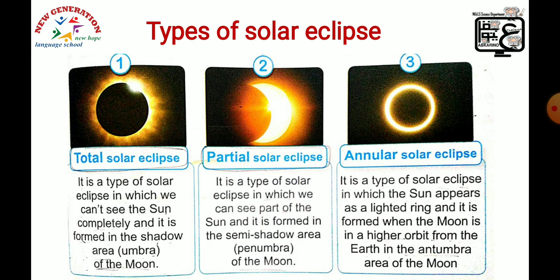So we have three types of solar eclipse. Number one, total solar eclipse. Number two, partial solar eclipse. Number three, annular solar eclipse. And don't forget the picture or all these pictures. Super.